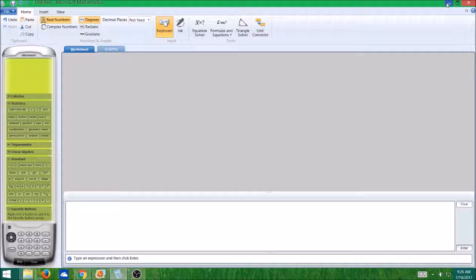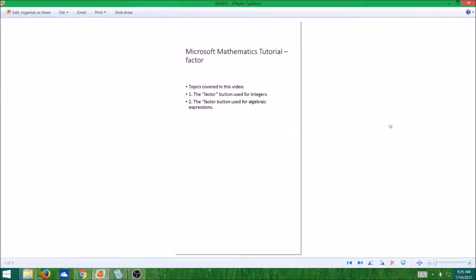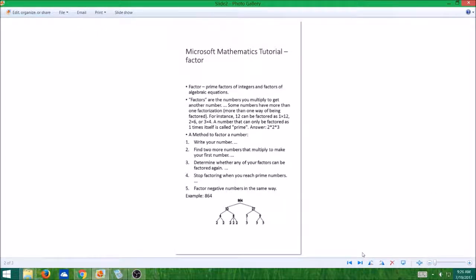So first of all, if we're going to use the factor button for integers, let's talk a little bit about that. The factors are prime factors of integers, and factors of algebraic equations. We're using it now for the integers, the prime numbers that generate the factors. Factors are the numbers you multiply to get another number. Some numbers have more than one factorization, more than one way of being factored.